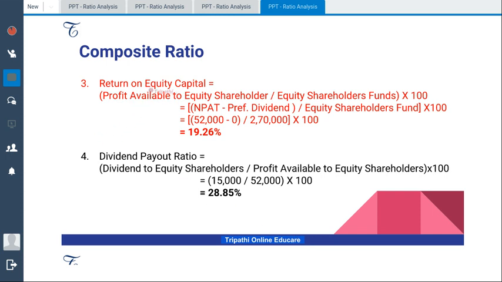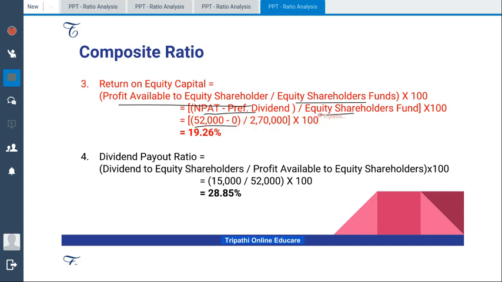Next, return on equity capital. Profit available to equity shareholder upon equity shareholders fund into 100. So how will we get profit available to equity shareholder? Net profit after tax minus preference dividend. So just now we have checked our net profit after tax is 52,000. We don't have preference dividend. Upon equity shareholder fund, that is net worth or owner's fund. So that will give you 19.26%. So return on equity capital of this company is 19.26%.